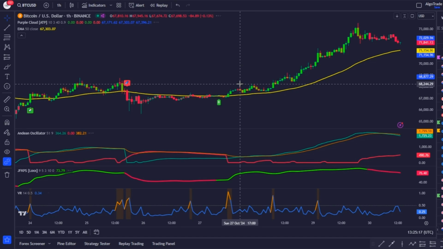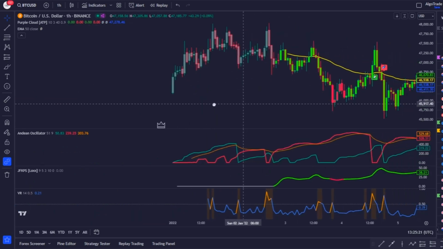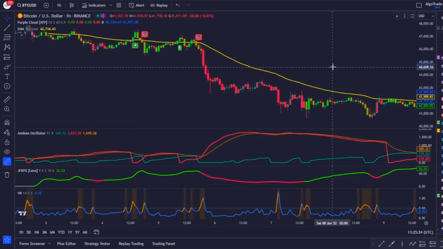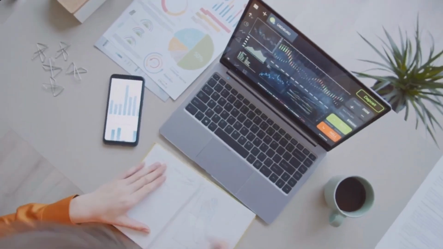Regarding data, I won't limit the dataset. Instead, I will use all available historical data on TradingView for each asset and time frame, ensuring we gather the largest possible sample size. With everything in place, it's time to begin the backtest.